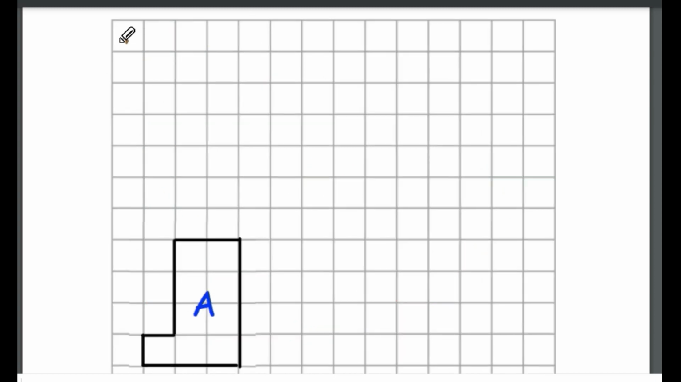Look at this shape now. You have to again enlarge it by SF equals 2. That means each length will be multiplied by 2, right? Okay, so let's start from this point. Here I'm starting. Okay, so this is 2 units long. 2 times 2 means 4. Okay, 1, 2, 3, 4.